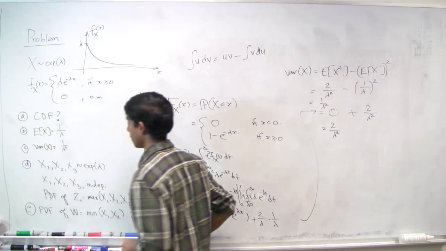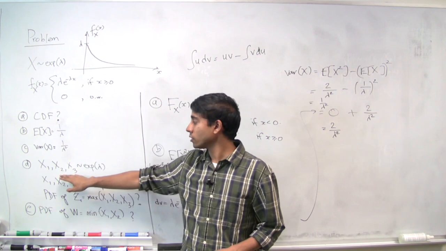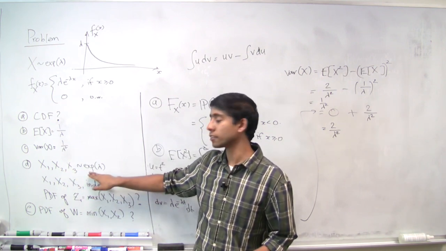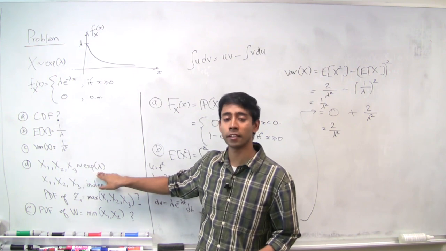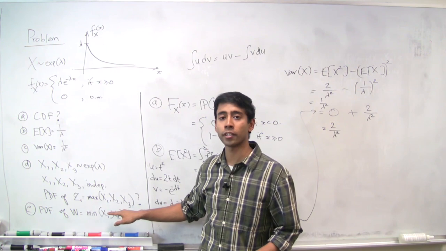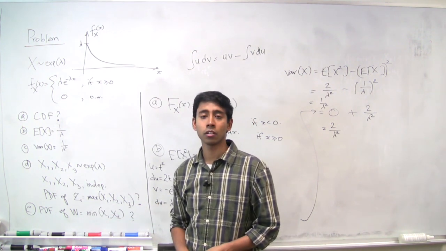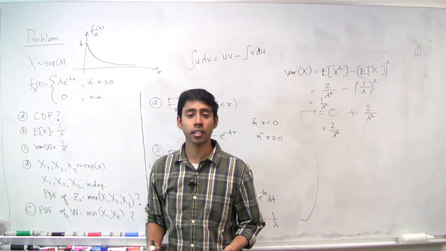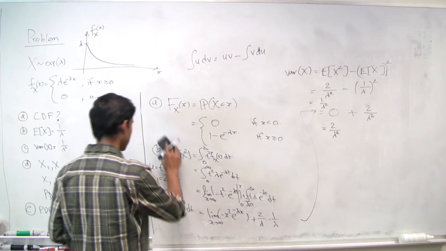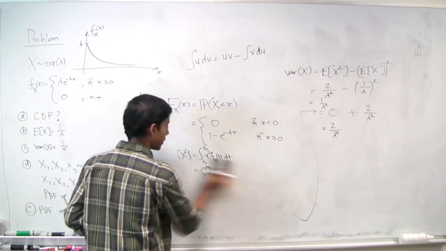Right. Part D. We're given that x1, x2, and x3 are independent and identically distributed. They're exponentials with rate lambda. We're asked for the PDF of z, which is the max of x1, x2, and x3. How do we generally find a PDF? We take the CDF and then take the derivative, right? We first find the CDF and then take the derivative. So let's do that.